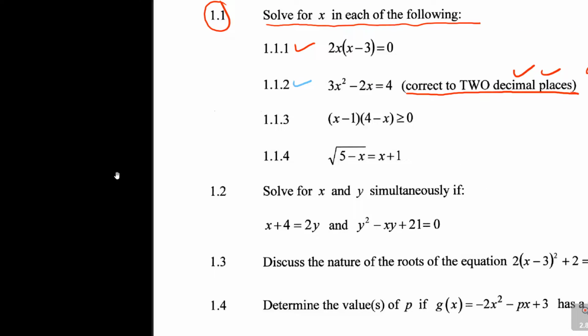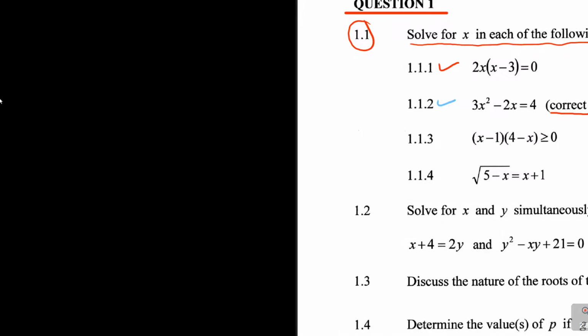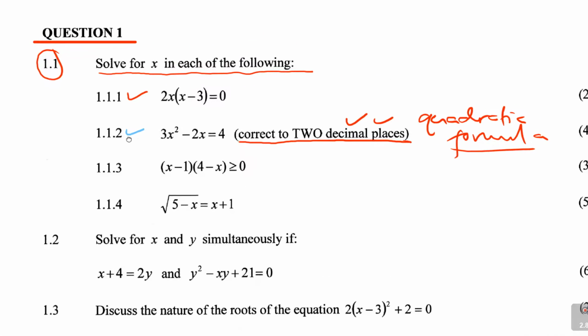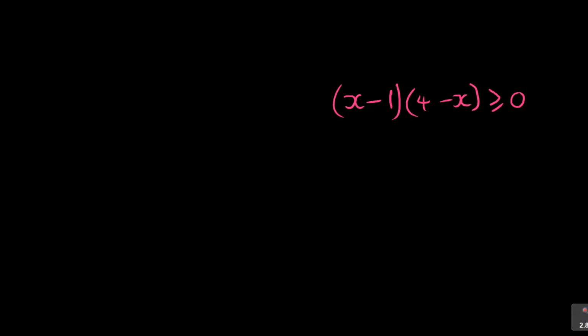Now here you're solving for x, but this is an inequality. So what does it say? It is saying here (x minus 1)(4 minus x) is greater than or equal to 0. Is how many marks? 3 marks. See that? Now let's solve this thing. It's also not complicated. It just needs you to be very, very sensitive to a few things.